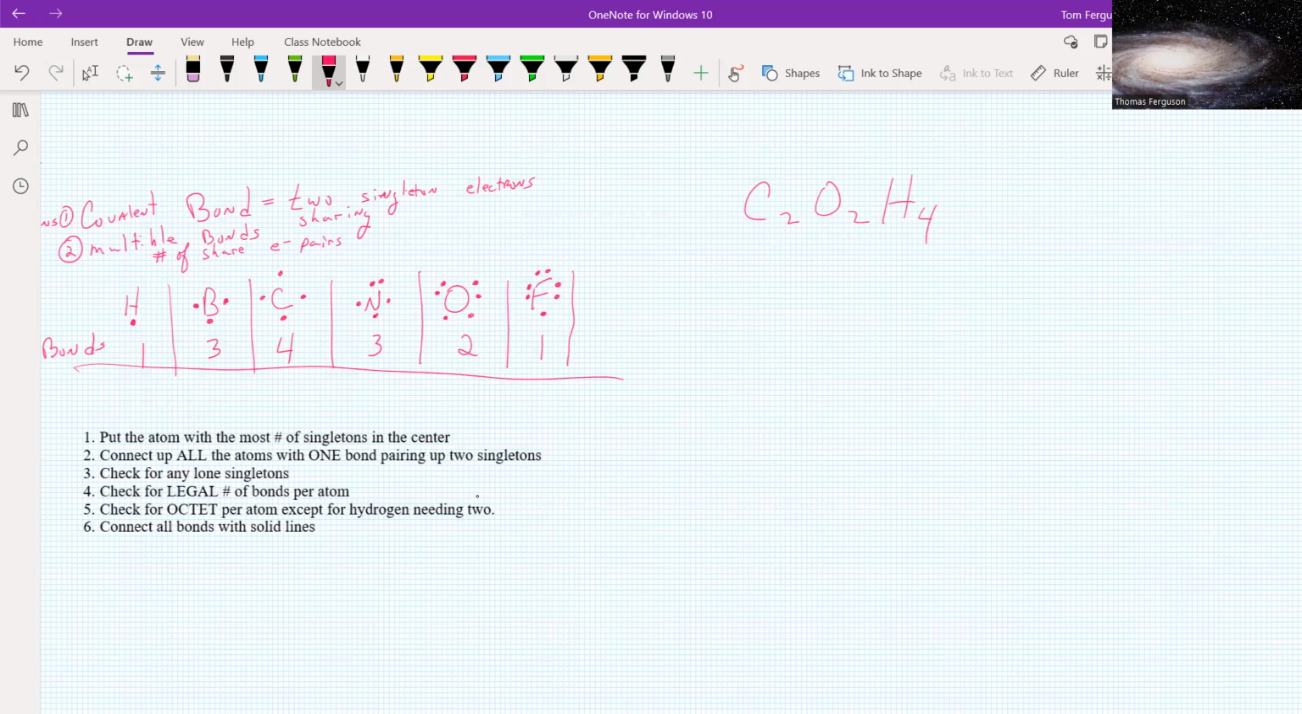Main thing is though, get the oxygens right. Two singles, two pairs. That means oxygen can have two bonds. That makes more sense now. Okay, try it again.